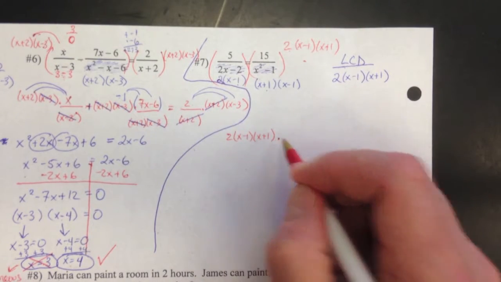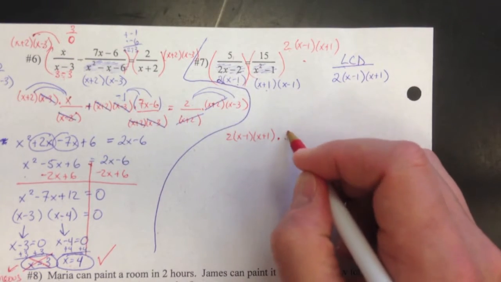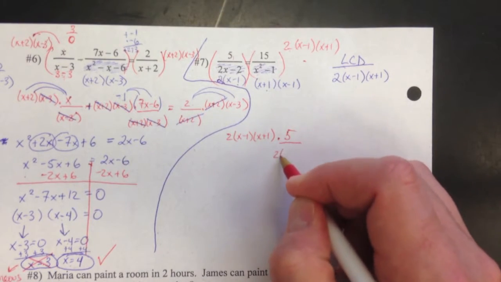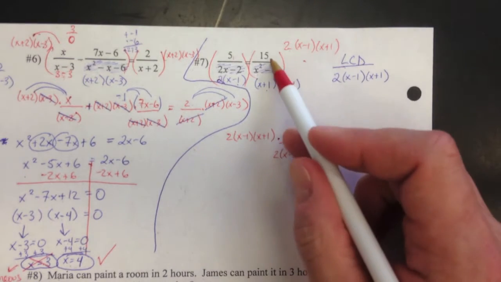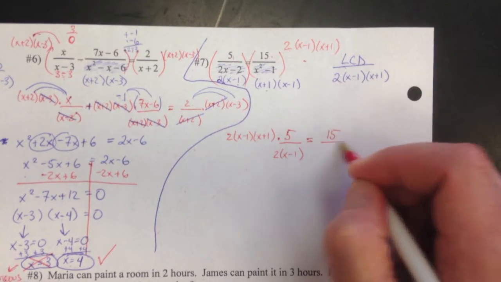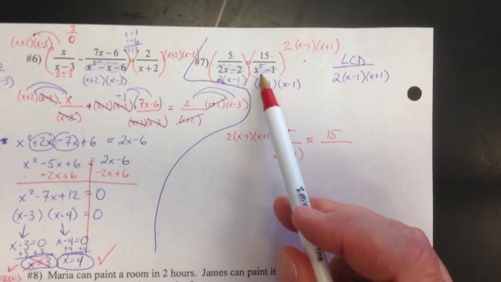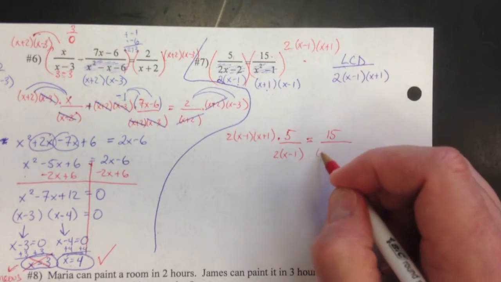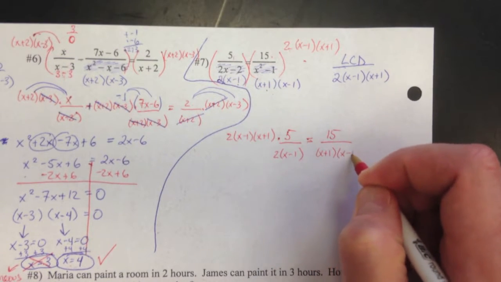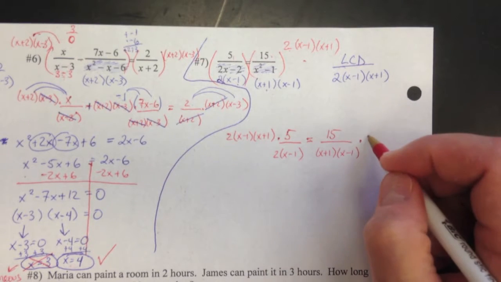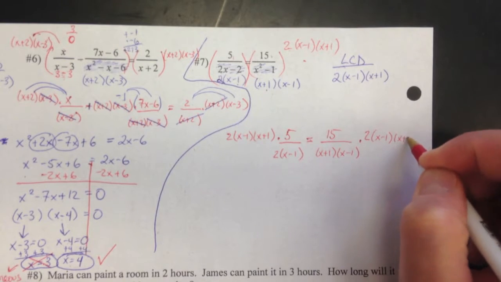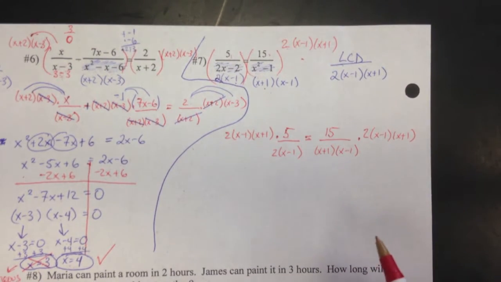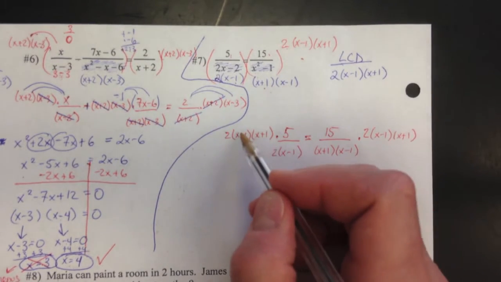that's the LCD, times the fraction on the left, 5 over 2 parentheses x minus 1 equals, and then I'm going to take the right, which was 15 over. I'm going to write the factored form, so not x squared minus 1. I'm going to write x plus 1 parentheses x minus 1 times the LCD, which was 2 times x minus 1 times x plus 1. Okay, again, it looks messy, but let's go ahead and reduce the common factors.